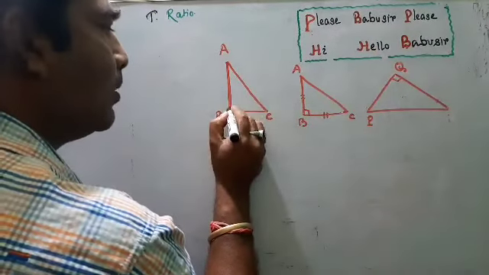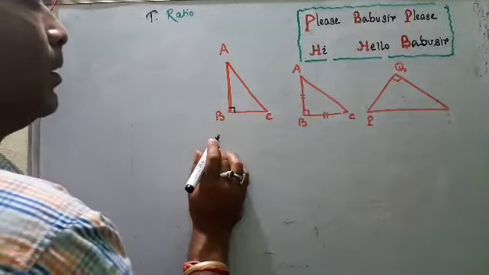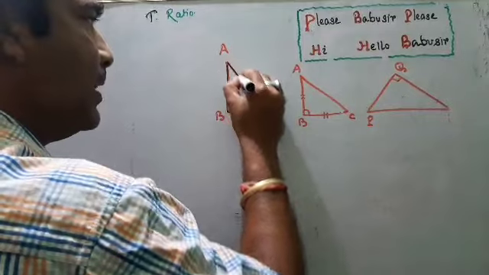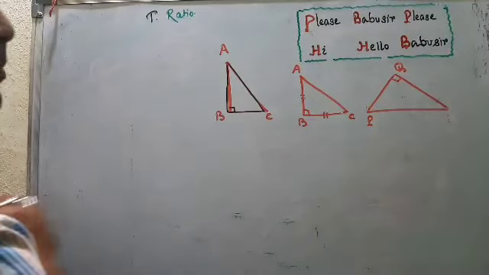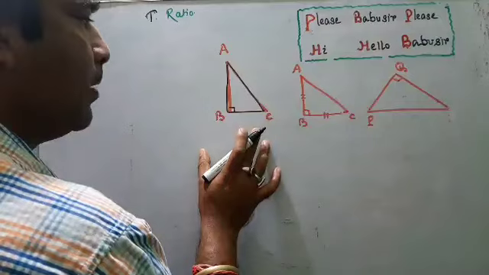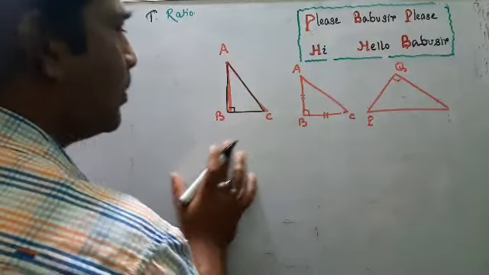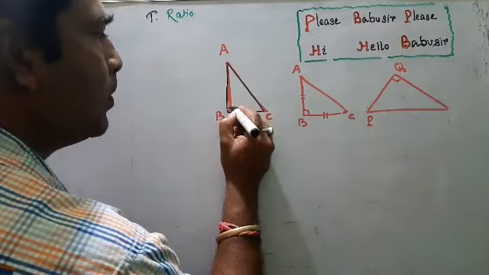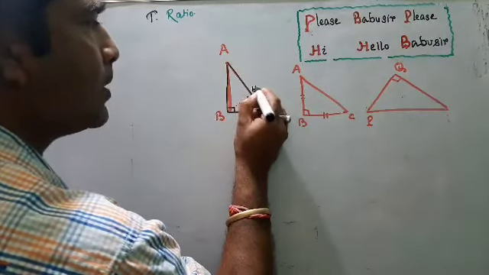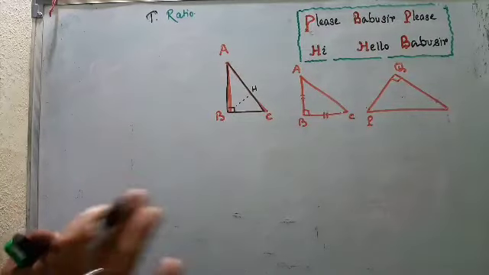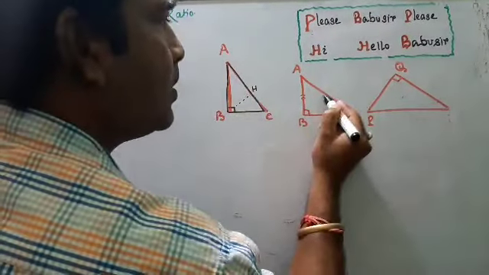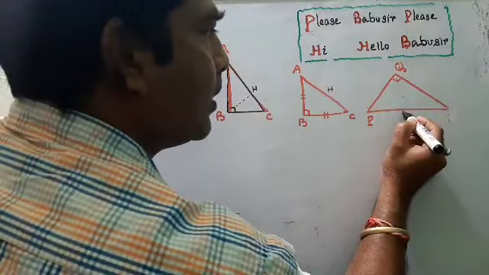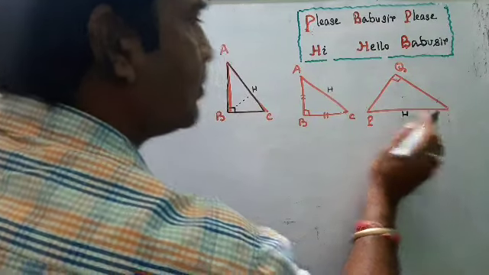In this right angle triangle, angle B is 90 degrees. This side is AB, this is side BC, and this is side AC. One of them is the perpendicular, one of them is the base, and one of them is the hypotenuse. So how do you find where the hypotenuse is? Just opposite to 90 degrees is the hypotenuse. First you find where the hypotenuse is. Just opposite to 90 degrees, that is your hypotenuse side.